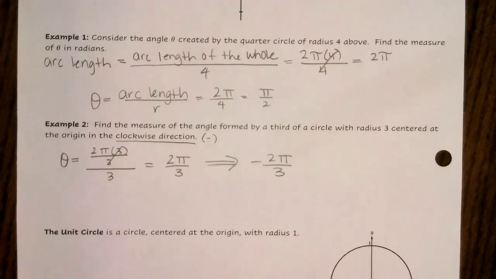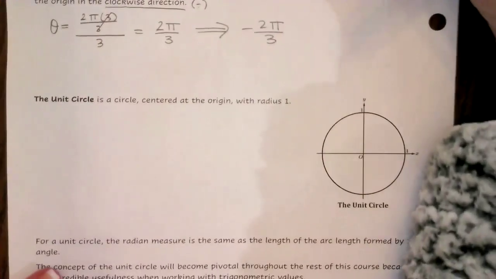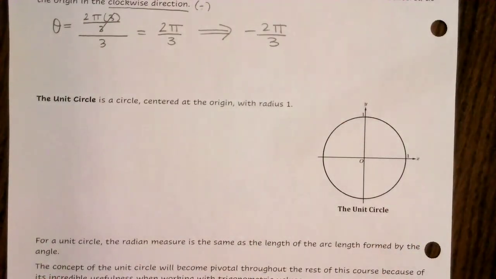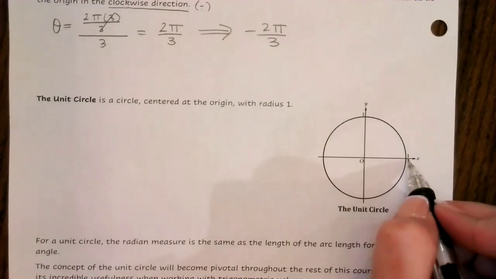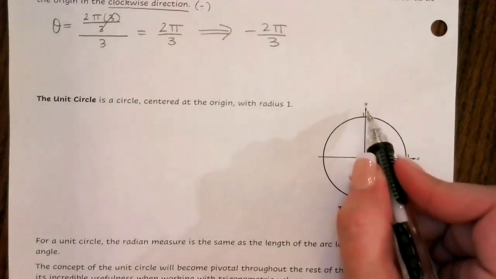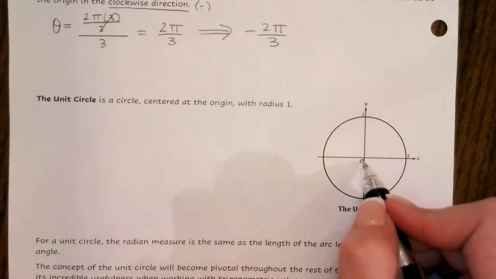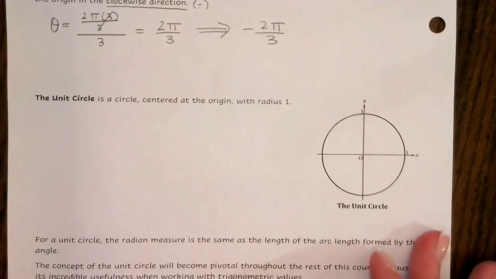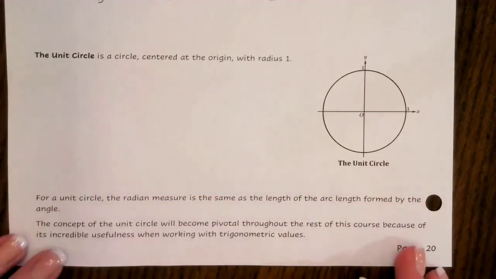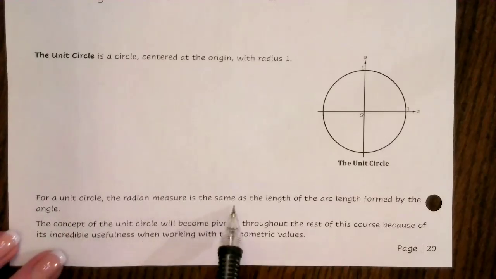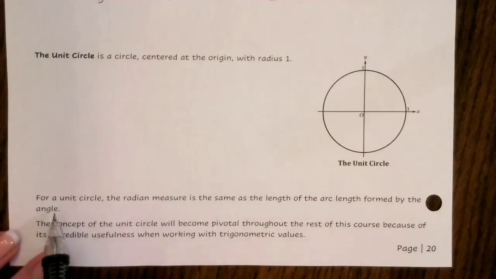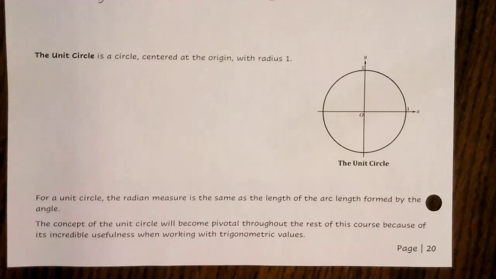All right, so radians is important for our next step in learning. We're going to do the unit circle. We're going to start the unit circle, and it is a circle that is centered at the origin with a radius of 1. And so we've gone ahead and labeled the 1 right there, 1 right there. We know that a radius of 1 means that from that center point to any point on the circle, it is going to be 1 unit. That's why it's called the unit circle. For a unit circle, the radian measure is the same as the length of the arc length formed by the angle. The concept of the unit circle will become pivotal throughout the rest of this course because of its incredible usefulness when working with trigonometric values. So you will have to memorize the unit circle at some point.